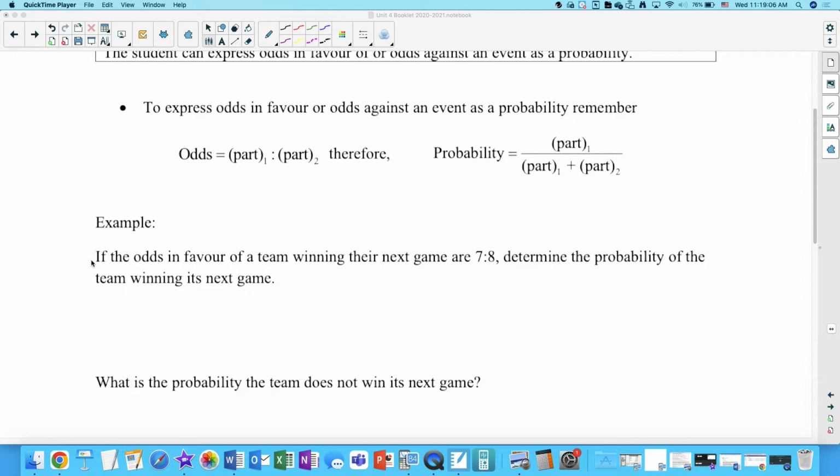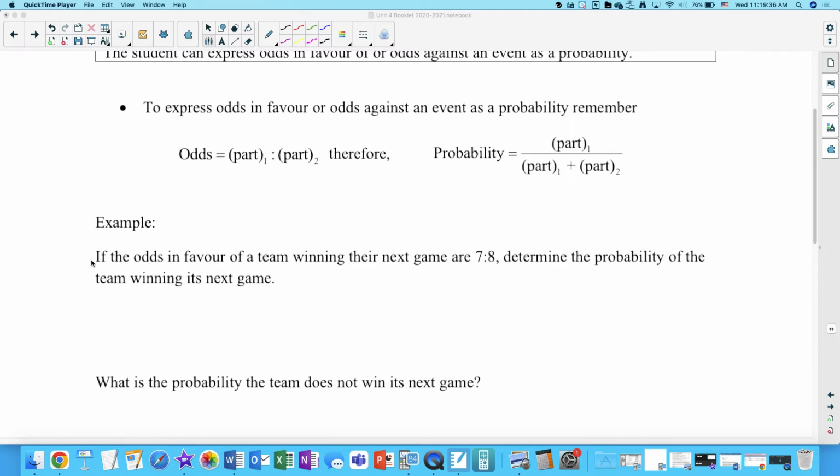So I already sort of spoke to this. Odds are part to part. And so if you wanted to get the total, you'd have to add the 2 parts together. Probability is part to total. And so if you want to get the missing part, you have to take the total and subtract the 1 part. Okay? And you have to kind of understand that concept when you're going back and forth between the 2. So let's look at some examples.